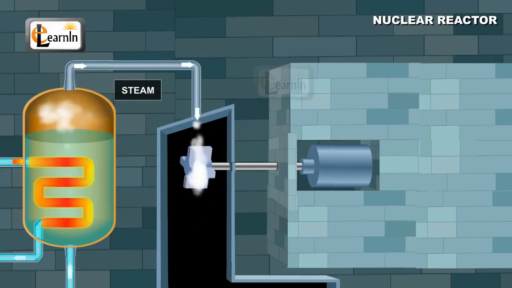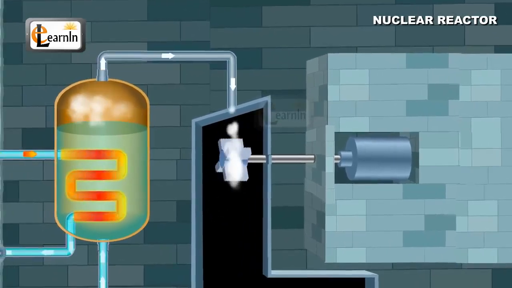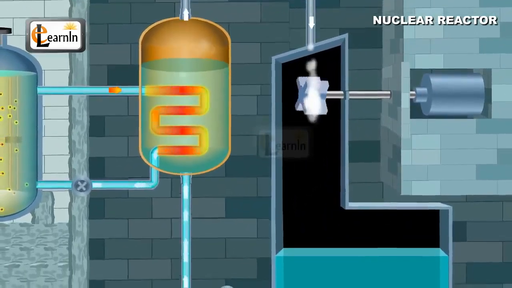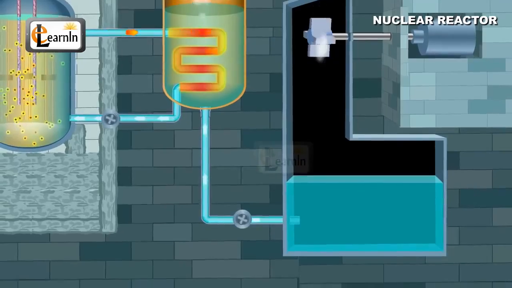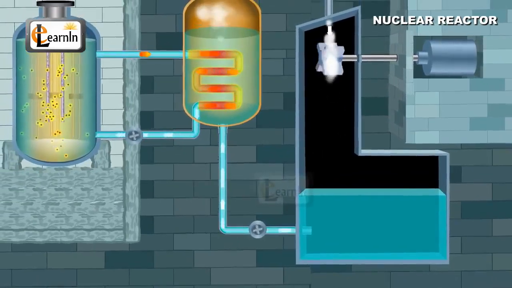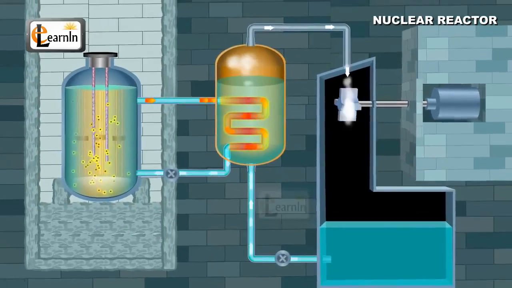changes to steam, which is in turn used to turn the turbines. So, huge heat energy gets converted into electrical energy. Water is continuously flown in and out of the nuclear reactor using the pump. So, a nuclear reactor successfully generates nuclear energy from fission reaction.